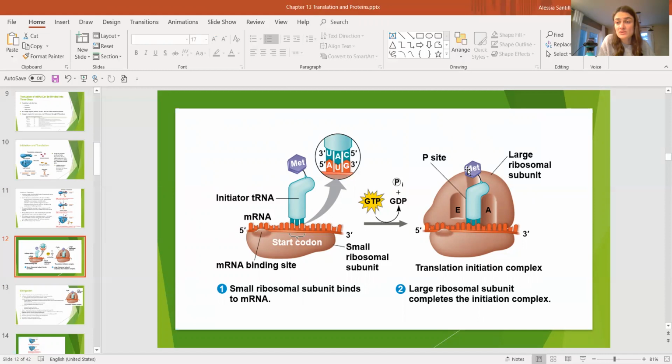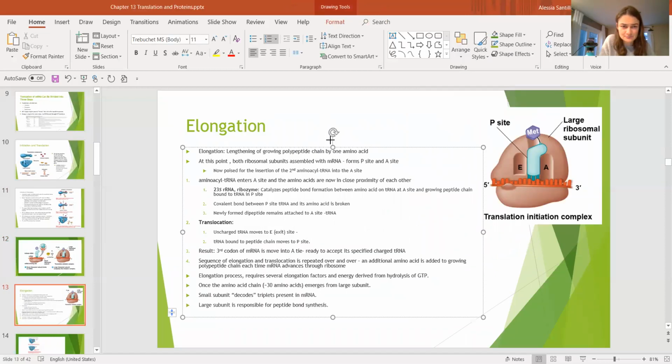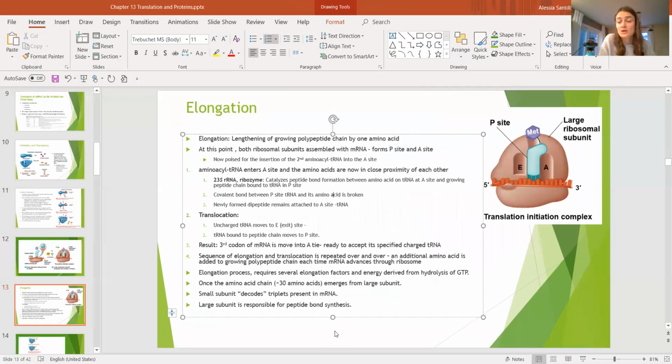And then eventually with the removal of IF3, the large subunit comes in and we start forming these 3 slots, right? The A, the P, which is where our tRNA is in right now, and the E. So now we are ready for elongation. This is really teeny tiny. Elongation. So at this point, we are just elongating and growing the polypeptide chain. We're just adding an amino acid onto the next one.